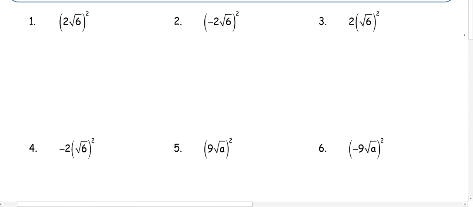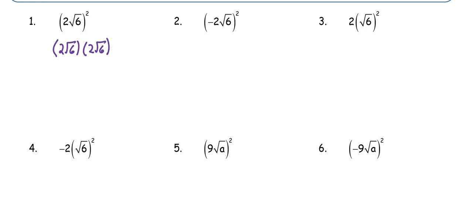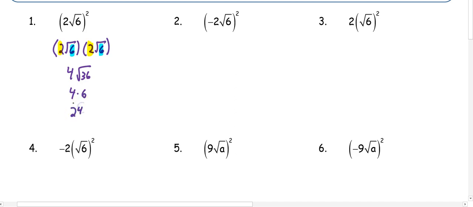So in number 1, we have parentheses 2 root 6 squared. So we're going to write this twice, 2 root 6 times 2 root 6. Now remember, when we're multiplying radicals, the outsides multiply together, so the 2 and 2, and the insides multiply together, so 6 and 6. So when I multiply, this gets me 4 root 36. Remember that 36 is a perfect square, so the square root of 36 is really 6. So now we have 4 times 6, which is 24.